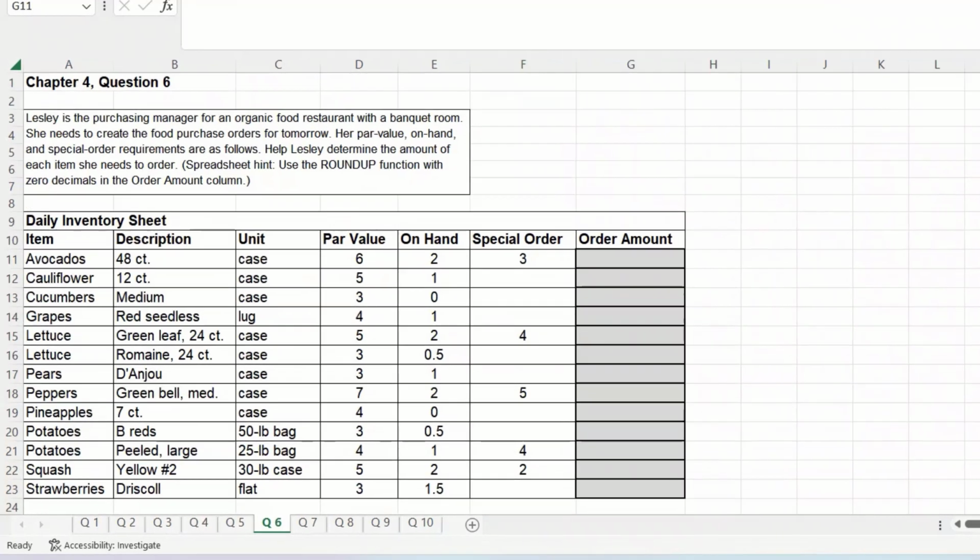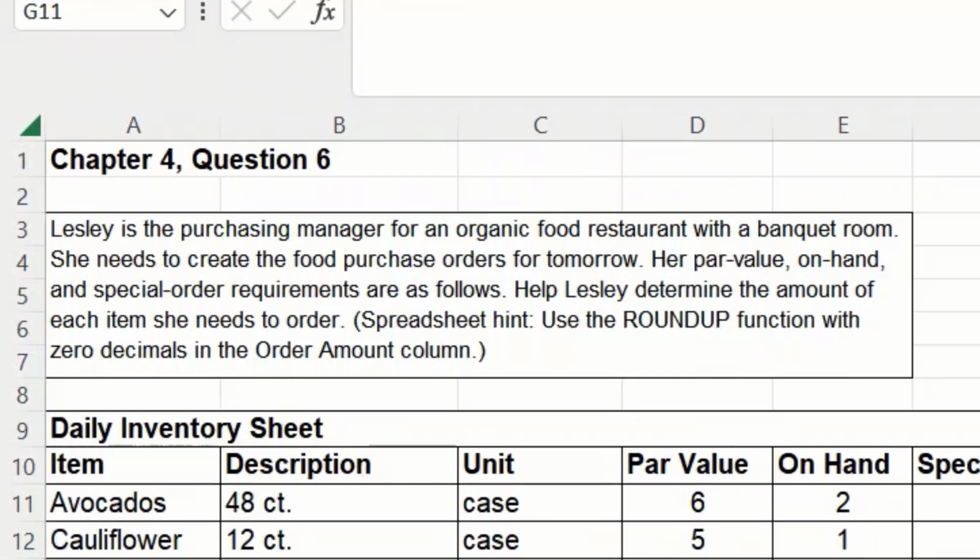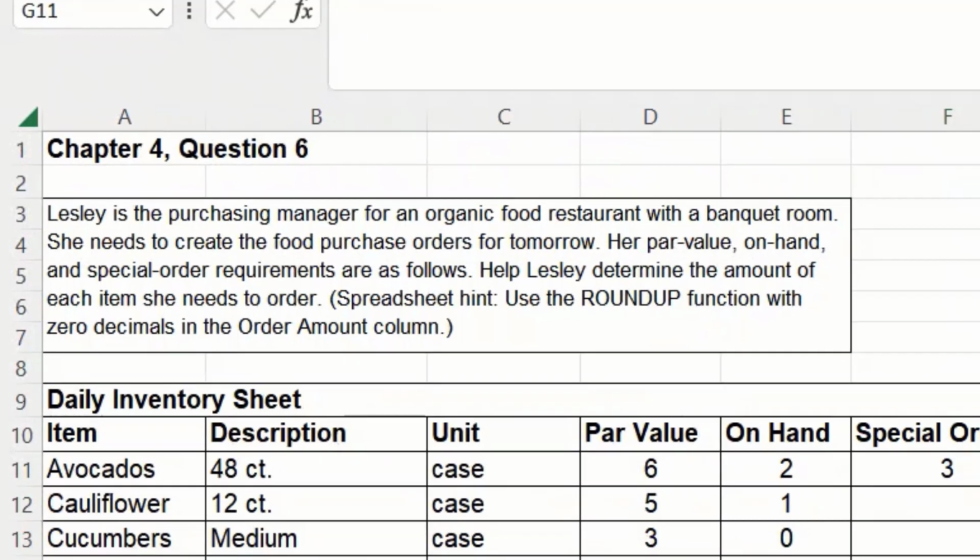All right, question number 6. Leslie is the purchasing manager for an organic food restaurant with a banquet room. She needs to create a food purchase order for tomorrow. Her par value, on hand, and special order requirements are as follows. Let's help Leslie determine the amount of each item she needs to order, okay?